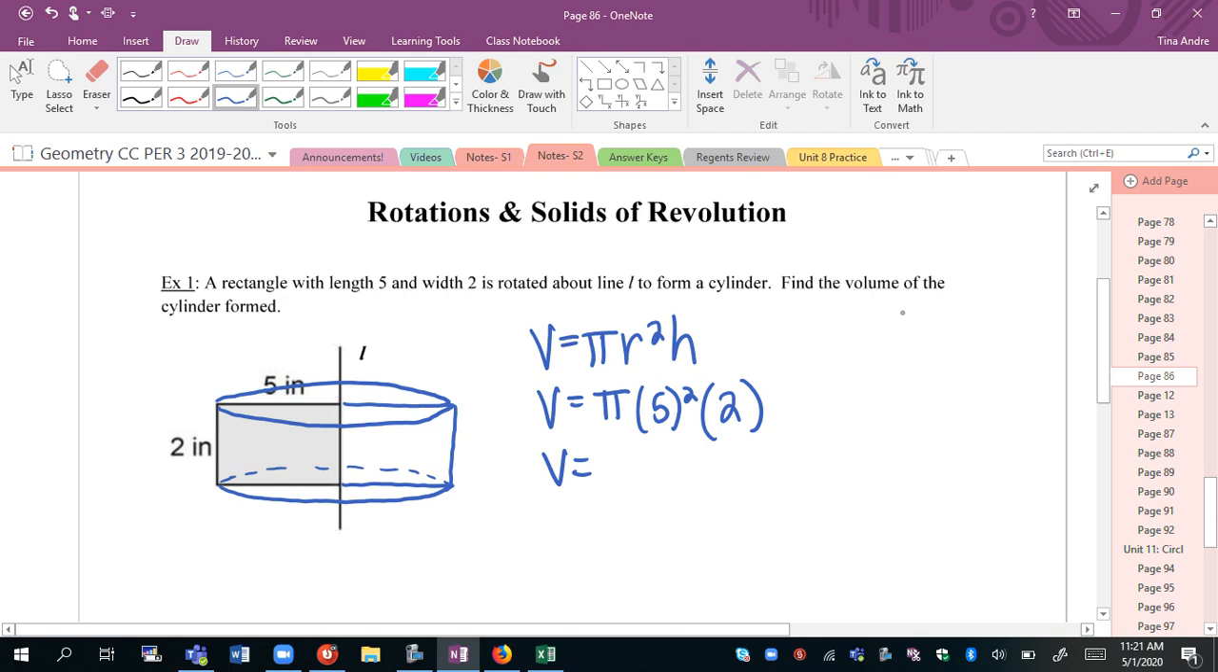I do not see any rounding directions here, so I'm going to find the exact value, which means in terms of pi. So we are only going to put into our calculator the 5 squared, so 25 times 2 is going to give me 50, and then I keep the pi, so 50 pi. My units here are inches cubed. And that's it. Not really a whole lot of new stuff other than the rotation itself. The volume is exactly the same.